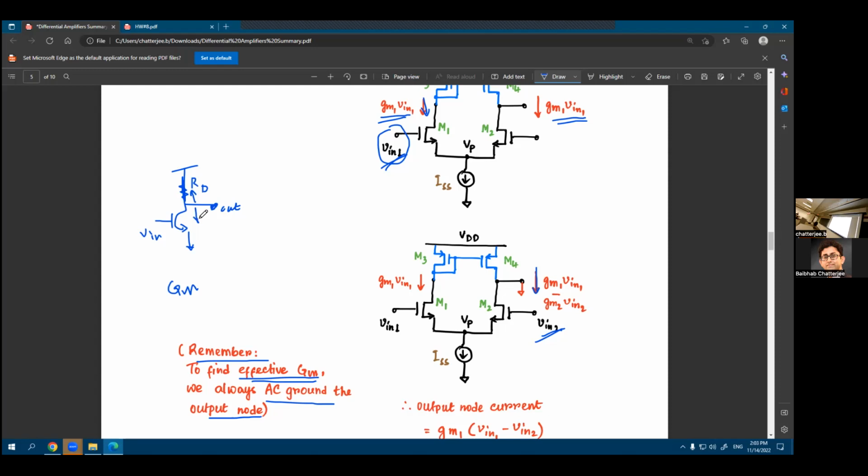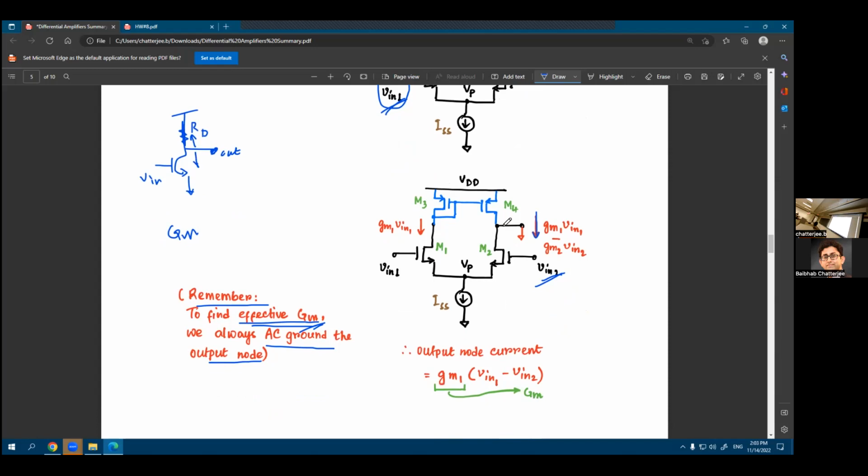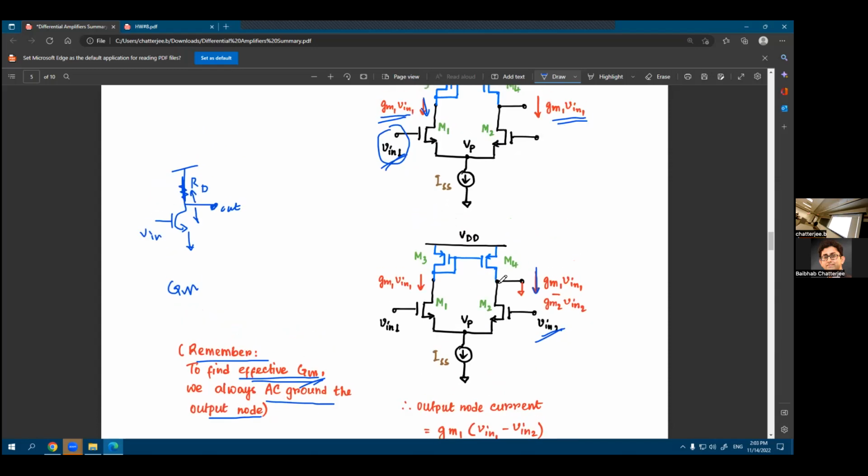That's your effective R out, right? So that's how you find out your effective GM, or capital GM, and your capital R out. Just by applying the same concepts here, what you're trying to do is find out the effective output current. If you know your effective output AC current, divided by the effective input AC voltage, you get the GM, right? Current divided by voltage is a transconductance.